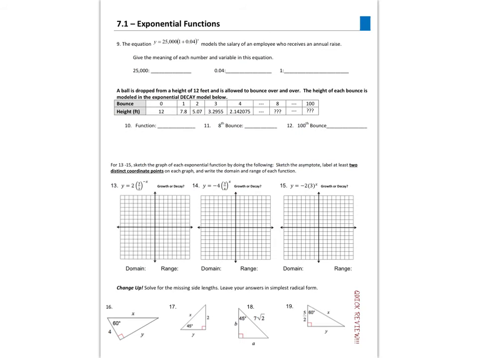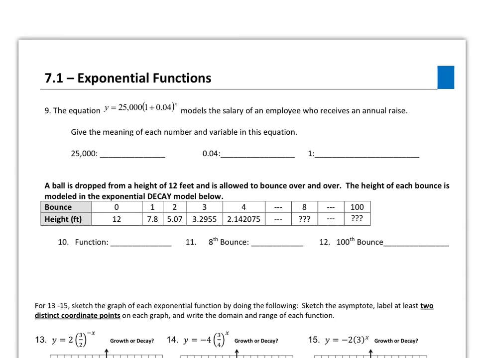Okay, on this last part here, number 9, the equation models the salary of an employee who receives an annual raise. Give the meaning of each number and variable in the equation. Well, if you remember we know the basic form of the equation, then this value right here is the initial value, okay? That's what they're starting with. So that's their initial salary. That's how much these guys are getting paid if this is their salary. It's what they're starting with.